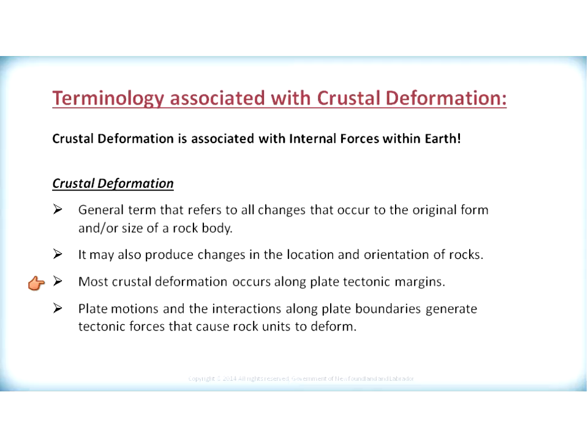Crustal deformation mostly occurs along plate boundaries, that is, tectonic margins. And plate motions and interactions along plate boundaries generate tectonic forces that cause rock units to deform.